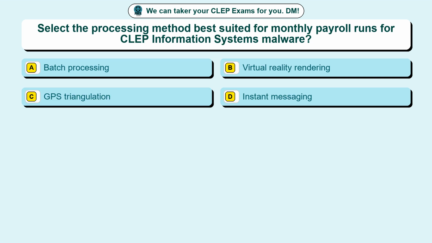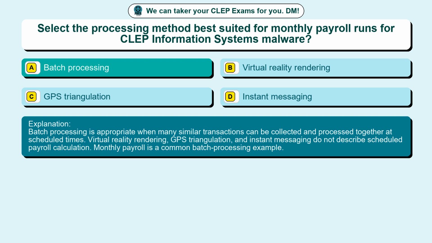Question 22. Select the processing method best suited for monthly payroll runs for CLEP Information Systems malware. Option A. Batch processing. Option B. Virtual reality rendering. Option C, GPS triangulation. Option D, instant messaging. The correct answer is option A, batch processing. Batch processing is appropriate when many similar transactions can be collected and processed together at scheduled times. Virtual reality rendering, GPS triangulation, and instant messaging do not describe scheduled payroll calculation. Monthly payroll is a common batch processing example.